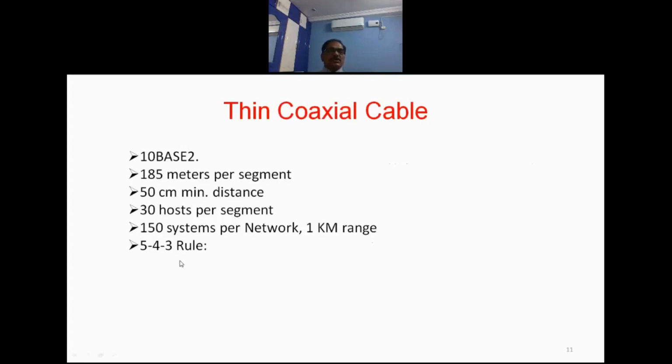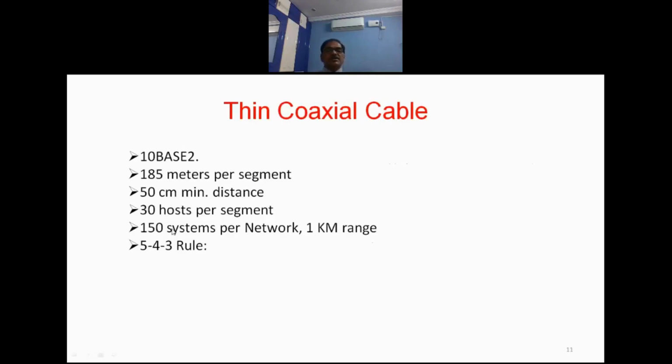3 and 4, third repeater. 4 and 5, fourth repeater. So likewise we are going to have 4 repeaters in 5 segments. So after 185 meters you need to use a repeater for increasing the signal strength.